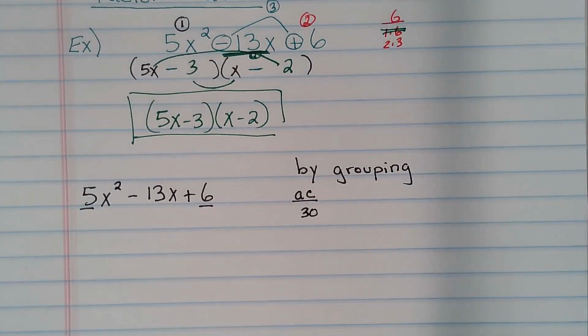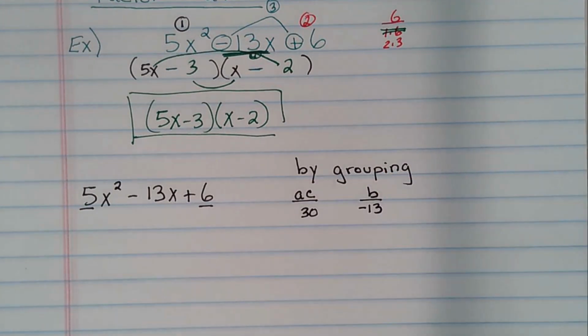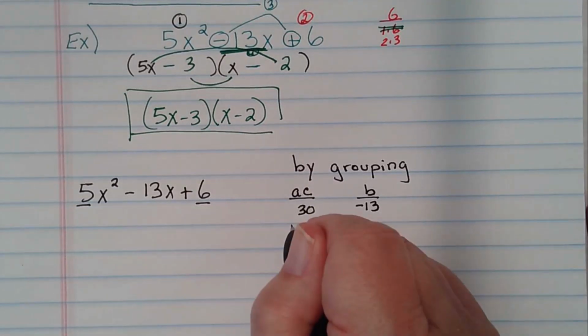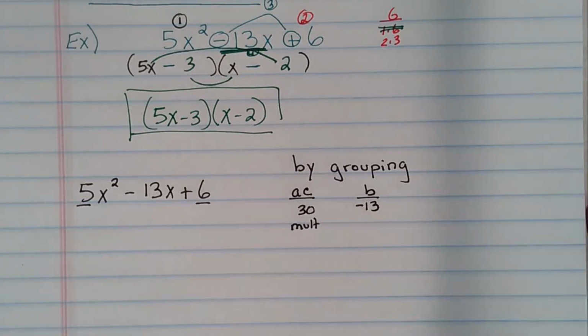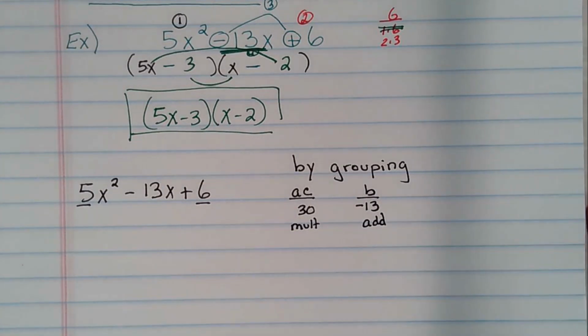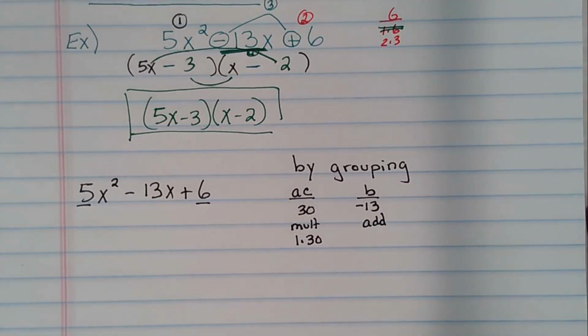And then you write down your middle term, which is called b, and that's a negative 13. And so now you're looking for two numbers that are going to multiply and make 30, and at the same time those numbers are going to add to make negative 13. And you might just think of them off the top of your head, or you might start to make a list. 30. 1 times 30. Does that add up to 13?